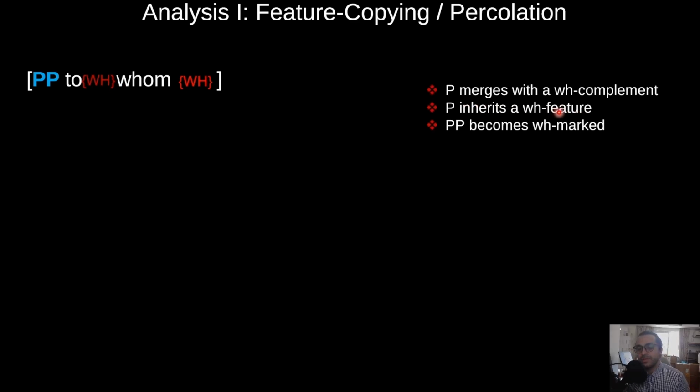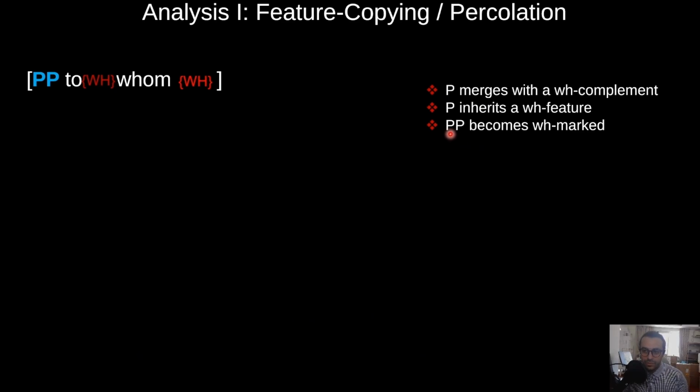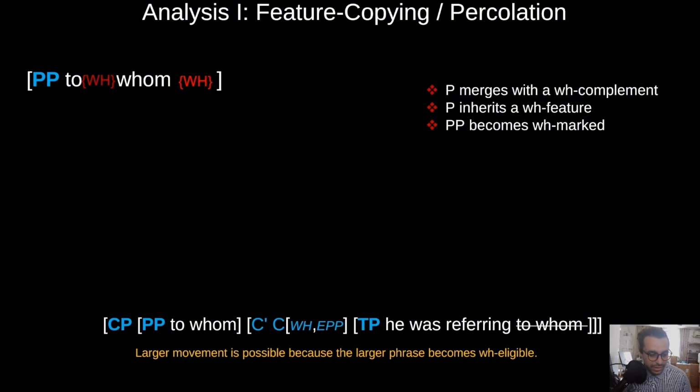So the P merges with the WH complement, as you can see here. P inherits a WH feature, and the PP, the whole prepositional phrase, becomes WH marked. Here we have the example of formal English where pied piping happens, and just like we did with the previous one, let's try and draw the tree for this one.